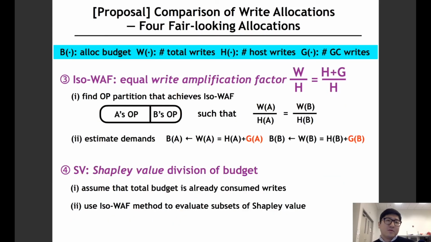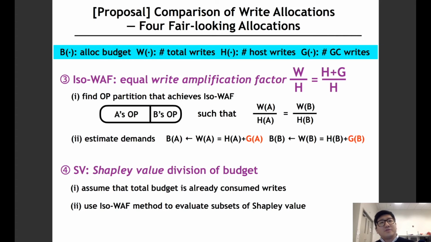The third one, called IJO-WAF, is partitioning OP to equalize write amplification factors across users. Write amplification factor is calculated by dividing the total number of writes by the number of host writes. We find an OP partition such that the resultant write amplification factors are equalized across workloads. Then we estimate the write demand of each workload based on the allocated OP partition.